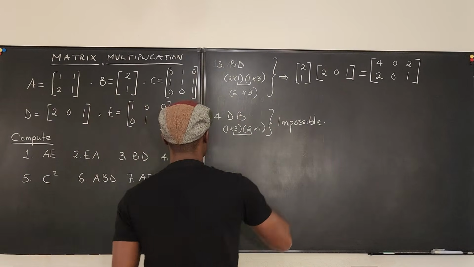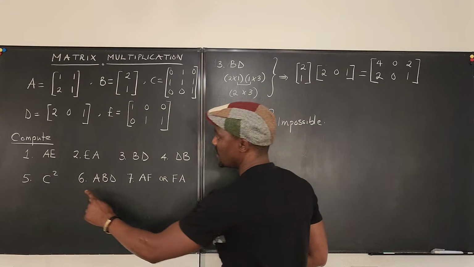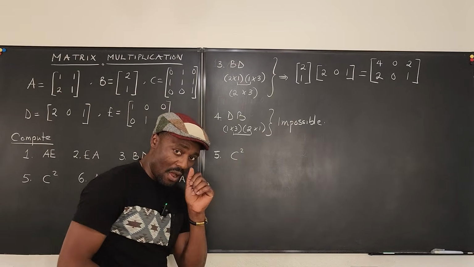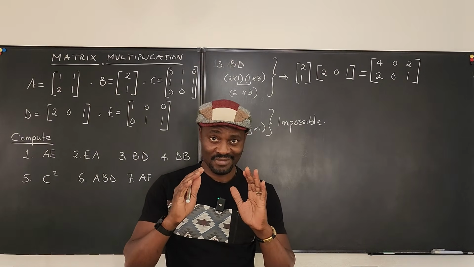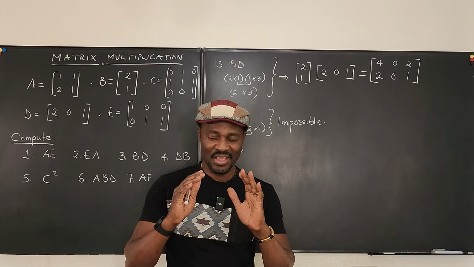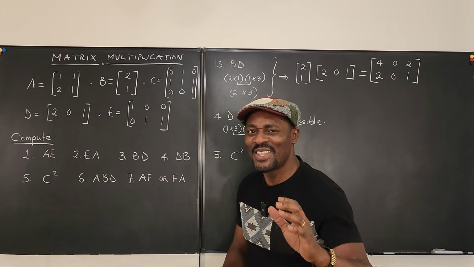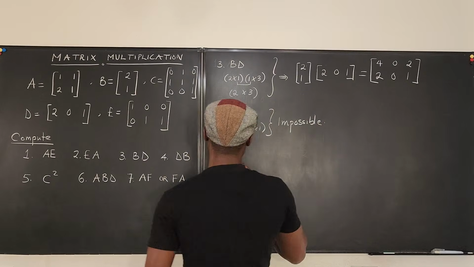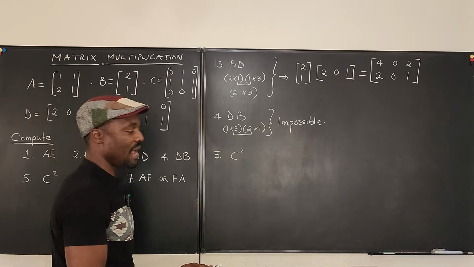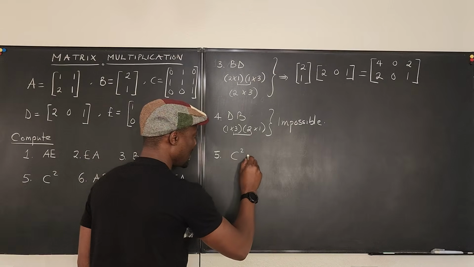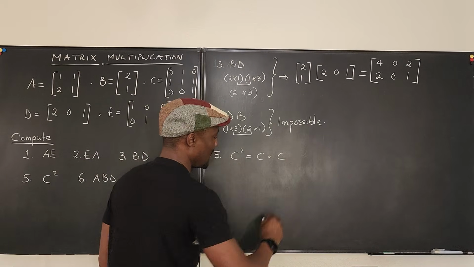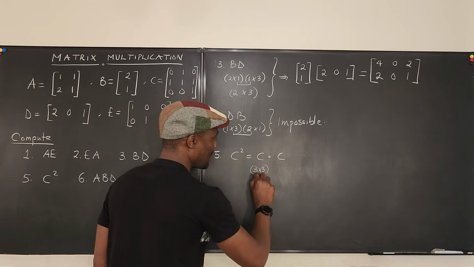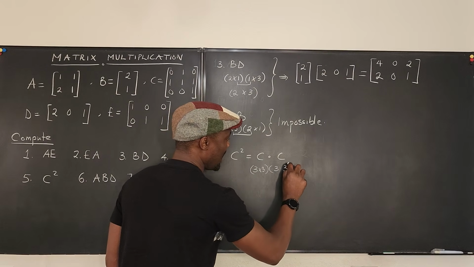Okay, let's go on to the next one. We want to compute 5C squared. Okay, it looks nice. C squared. Okay, I'll let you figure that out because there's a question I wanted to ask. This is C. C is a 3 by 3 matrix, so C squared is the same thing as C times C. And as you can see, it's going to be a 3 by 3 matrix times a 3 by 3 matrix.